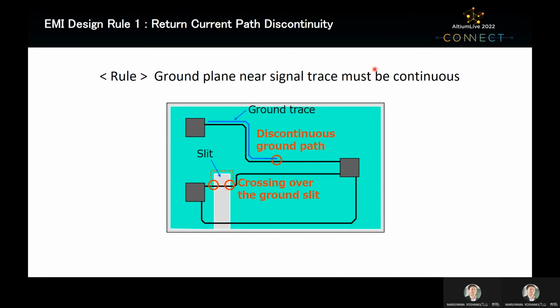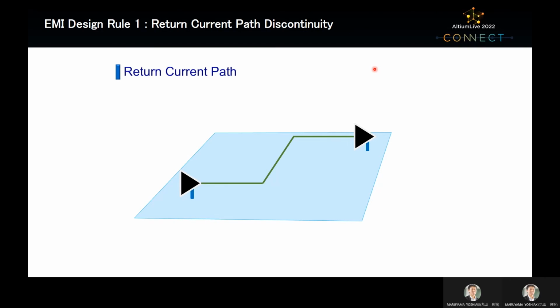Firstly, I'll describe the basic knowledge of return current path. The ground plane near the signal trace must be continuous. The nearby ground plane is the path of the return current. If the return current path is discontinued, EMI noise may occur. This is an example of a single-ended signal. There is a signal line on the top layer. It is covered with the whole ground plane on the second layer.